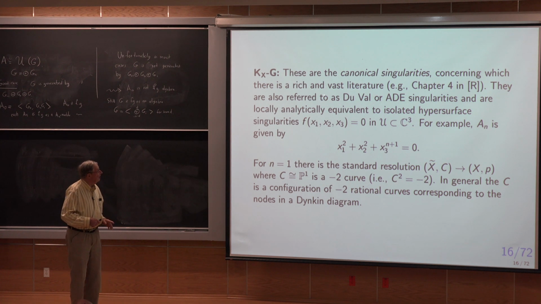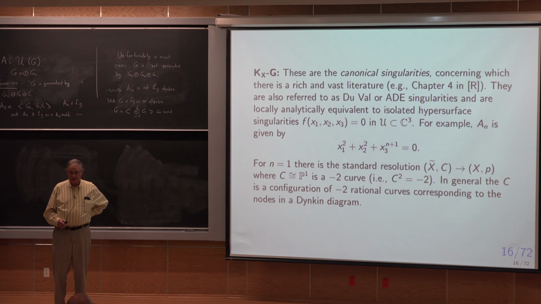The simplest ones are so-called canonical singularities. There's a vast literature on these. They're very classical. They were classified in the 30s by Du Val. They're sometimes called Du Val singularities or ADE singularities. Their classification is in terms of Dynkin diagrams. So one knows exactly what these singularities are and what their equations are. For example, the simplest one is just a surface that has an ordinary double point, a node.